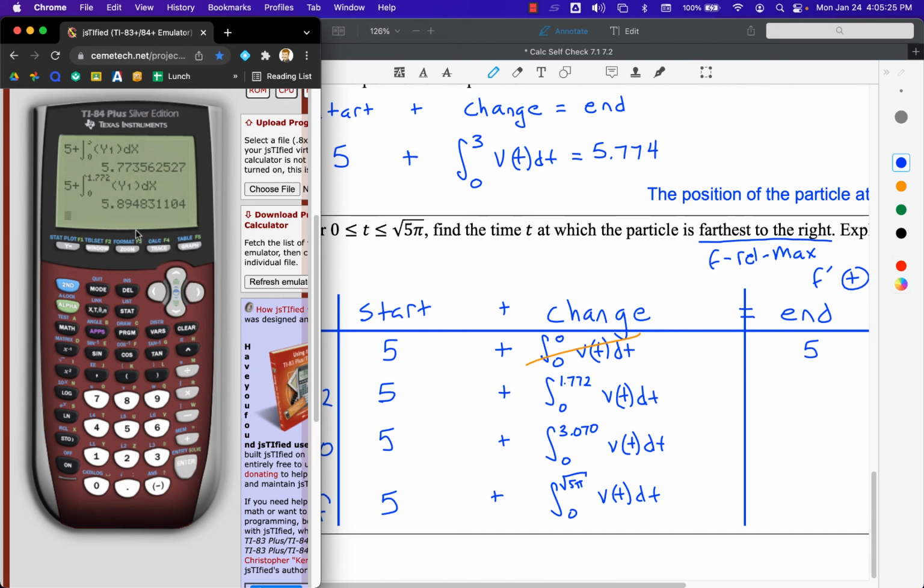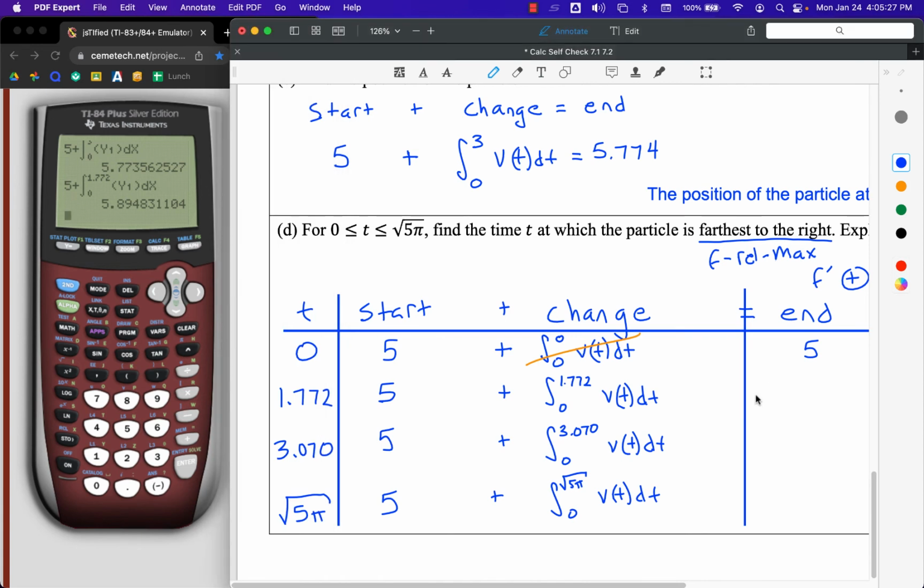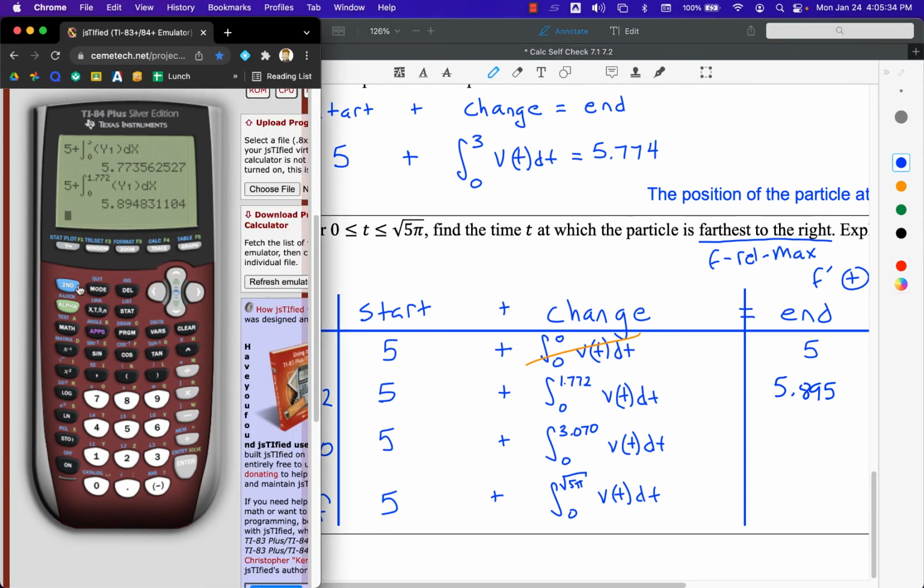It will do its thing. 5.895. All right, one of those calculator tricks that I already showed you. Second enter to get the previous entry. And all I'm going to do is come back over the 1.772, just highlight the 1 and type over it. We have 3.070. And you don't even need to hit left or right. Just hit enter right now. Boom. 5.788.